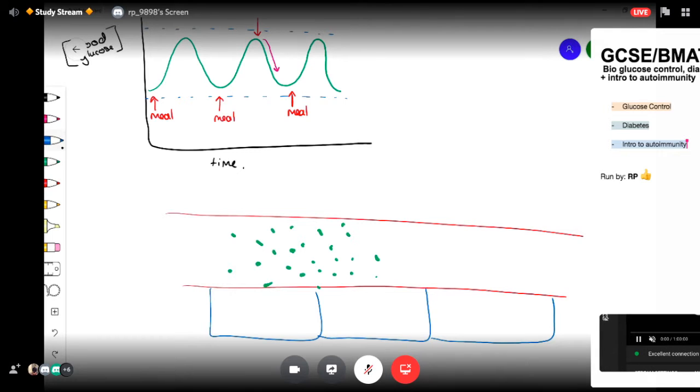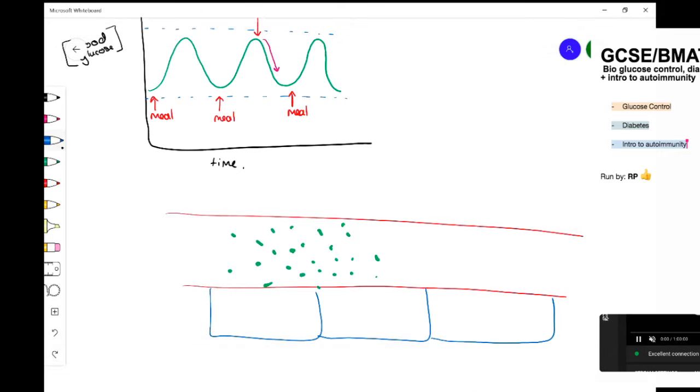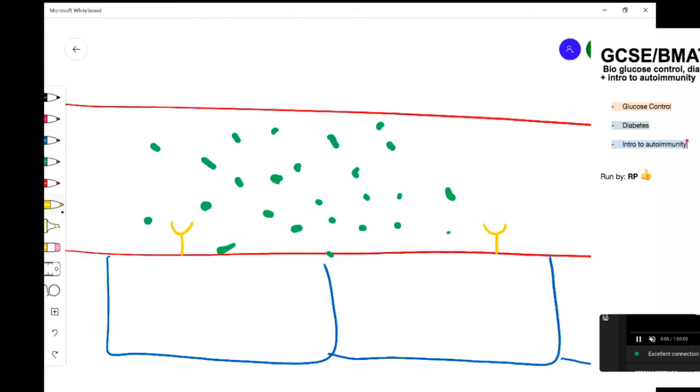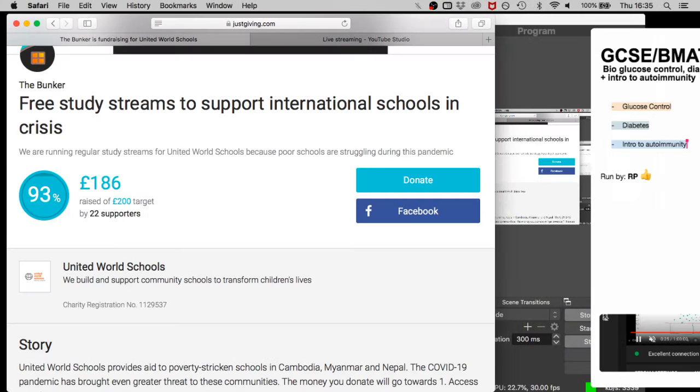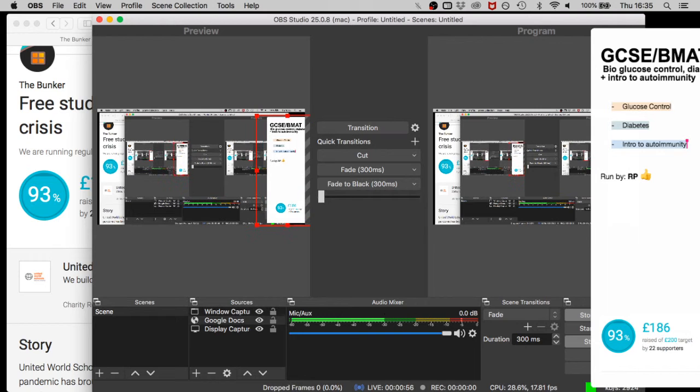So let's say that this is one of those receptors, and it's attached to a channel. What that channel is, you can think of it as like a little doorway. So there's a channel, got a little door like that. Now, when insulin gets released by the body, it will come over and it will bind to this receptor on the cells.